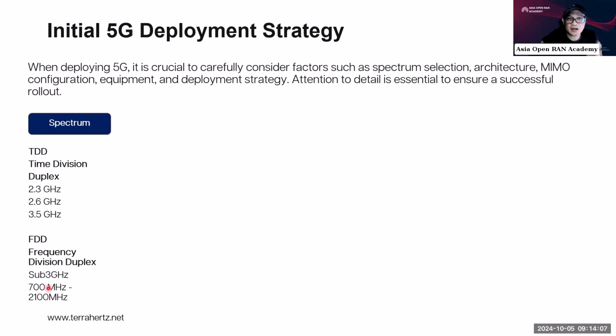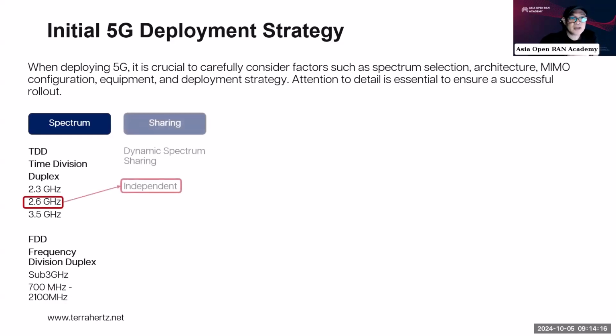What frequency are they going to use to deploy 5G? So that's number one, frequency. For example, we choose 2.6. Okay, for example. And then how do we use this? Is it sharing or independent? Meaning, if it's dynamic spectrum sharing, if you have the 2.6 gigahertz right now, if you're using it for LTE in your current network, do you want to do dynamic spectrum sharing?